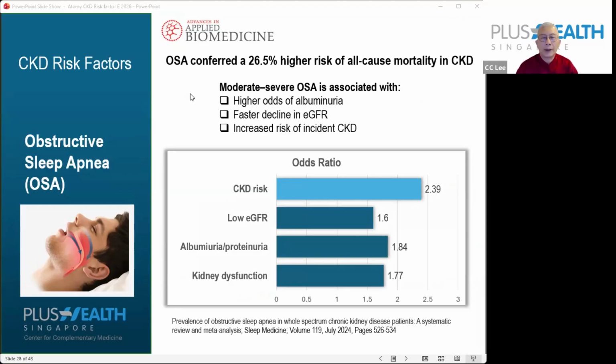Okay. What are the other risk factors? There's another study indicating the odds ratio. For OSA patients suffering from moderate to severe OSA, the CKD risk odds ratio is about 239%, right? For lower eGFR, which is also an indication of lowering kidney function, the risk is 1.6 or 160%, and kidney dysfunction is about 170%. All this points to the fact that if you are suffering from OSA, you have a higher risk of kidney dysfunction.